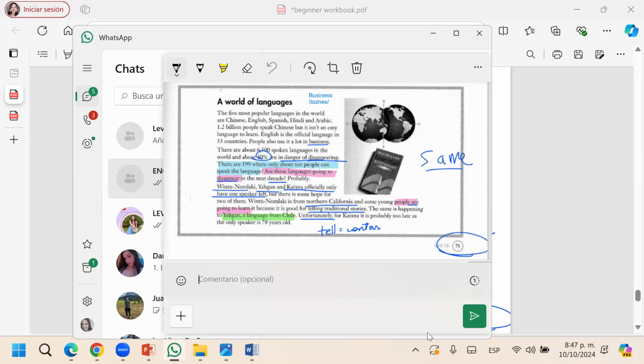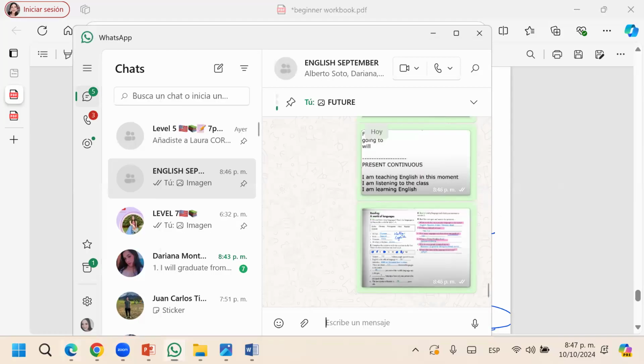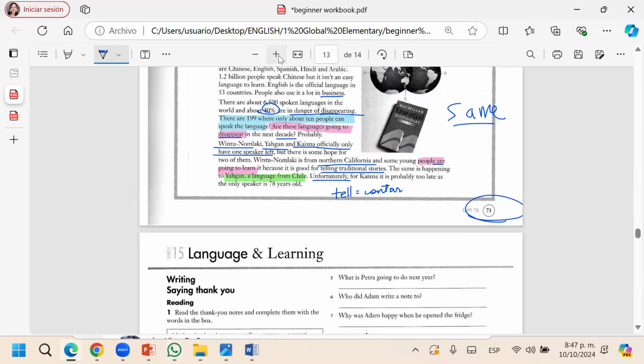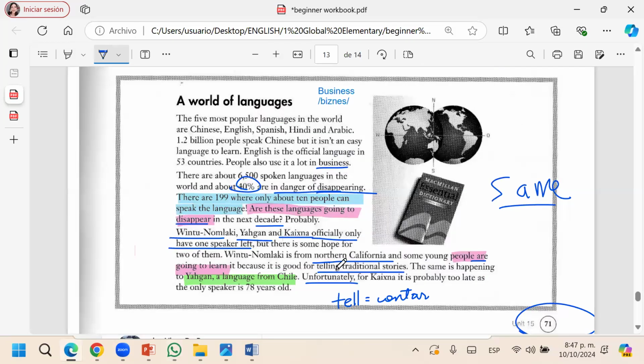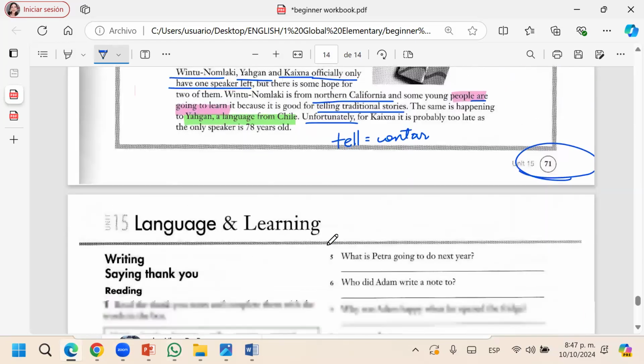Okay. Let me send you this. Okay. Here, vamos a ver qué otra palabra puede ser. No, I think that's it. I think that those are the only ones.